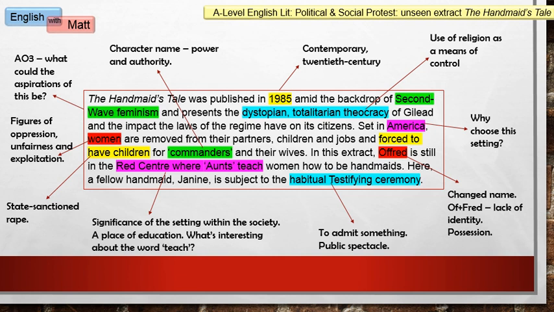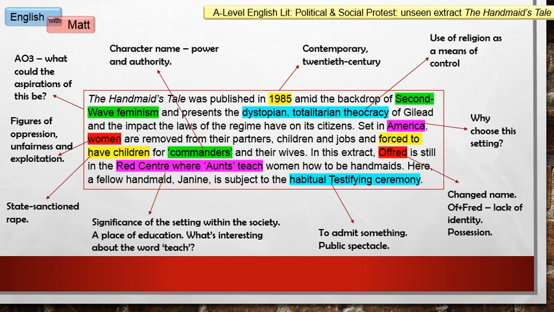The extract takes place in the Red Centre, which is significant because it helps us understand that this is a place of education, and that will make sense when you actually read the extract in a second with me. We also interestingly have the word teach. Of course, teach is quite a noble word. It's nice to be taught, but there's a fine line with teaching. So think about what's interesting about the word teach if you are forcing or brainwashing students.